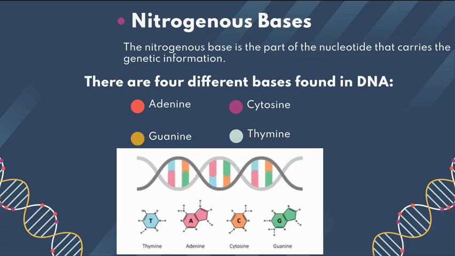One part of a nucleotide is its nitrogenous base. Nitrogenous bases are pretty important because they are the part of the nucleotide that carries the genetic information. They are responsible for carrying those traits that we are going to express later on. Now, there are four different bases found in DNA. The four nitrogenous bases are adenine, cytosine, guanine, and thymine, all found in DNA.